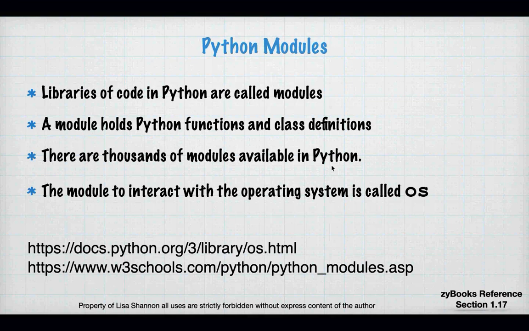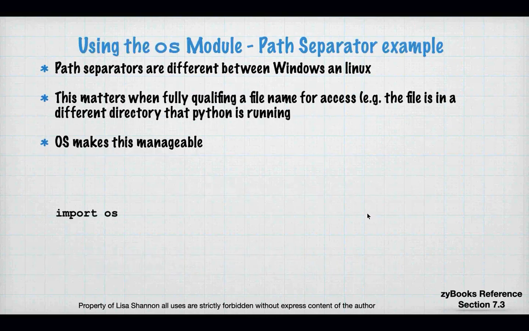There's a specific module to interact with the operating system, and it's called OS. Now, down here are a couple of links for dealing with Python modules. Sorry, the first one is for dealing with the OS module, and the second one is just modules in general. Okay, so what do I do with a module? Well, why am I talking about the OS module? I'm talking about the OS module because Linux and Windows slashes are different. You got a backslash, you got a forward slash, and they do things differently. Windows has a C colon, Linux doesn't, it has a slash. So how do you deal with this when you're writing a program that you want to run on Linux and Windows? Well, you use the OS and the path separator because the OS module will take care of that for you.